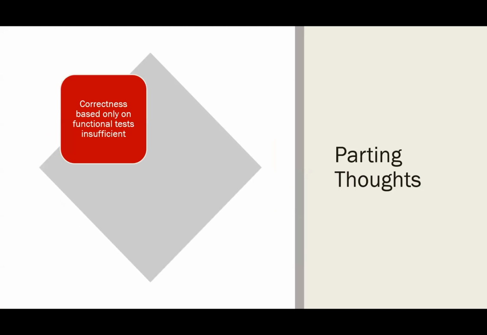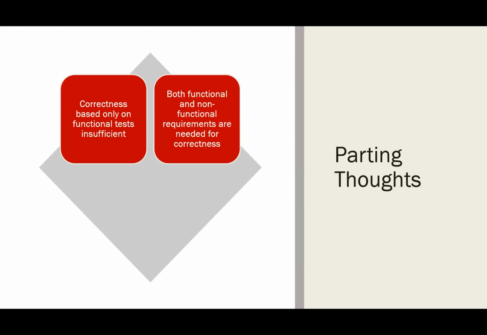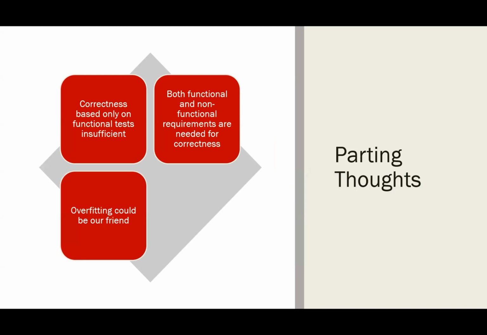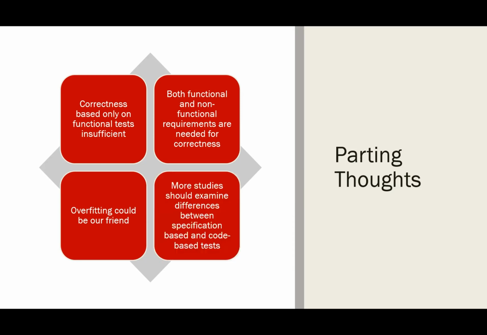So my parting thoughts: correctness based only on functional tests is probably insufficient. Both functional and non-functional requirements are really needed for correctness. I think overfitting could be our friend. I really like the work on specialization. I think we maybe are too worried about overfitting, and maybe we need to leverage it a bit more, as long as we use it in a guided way and we know what we're doing.